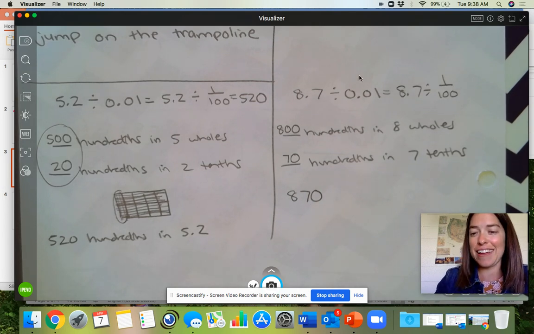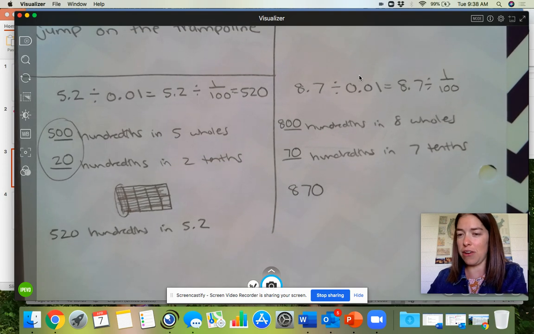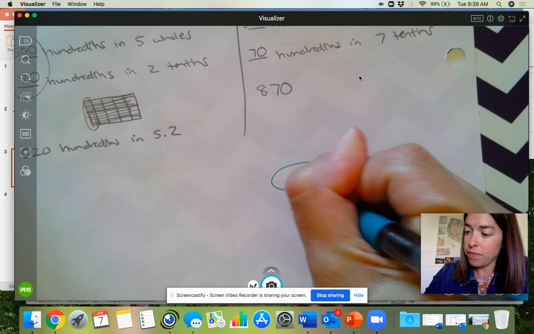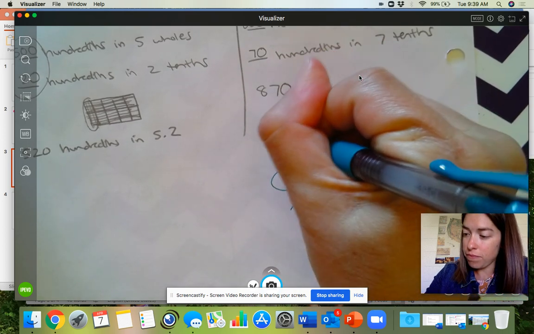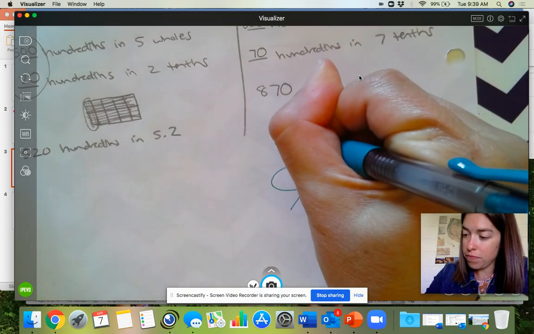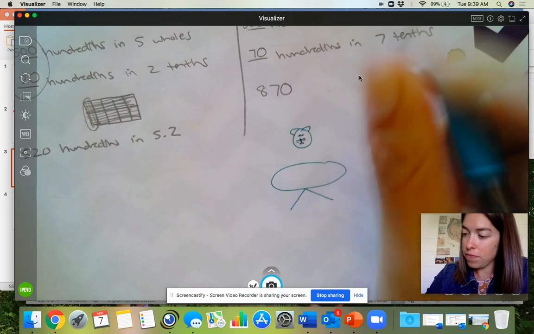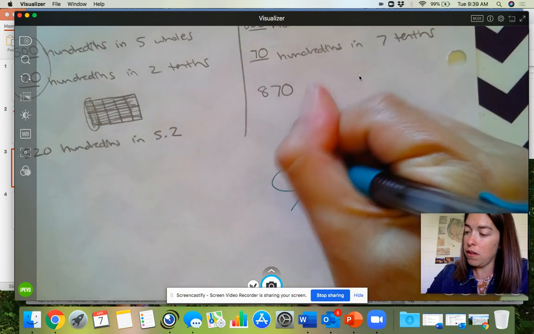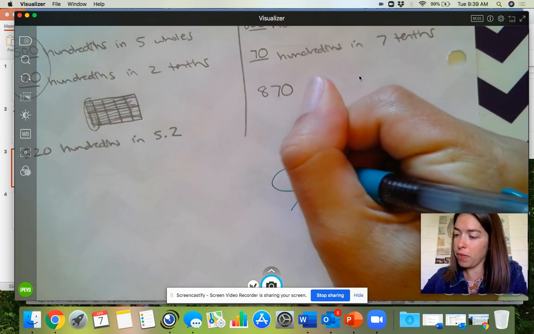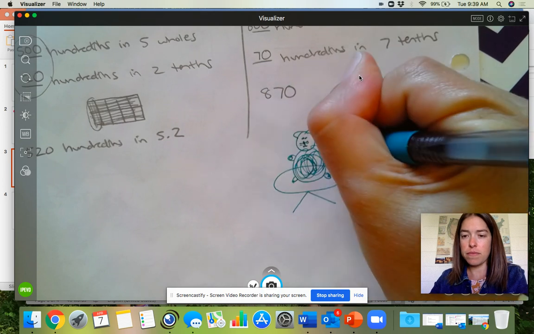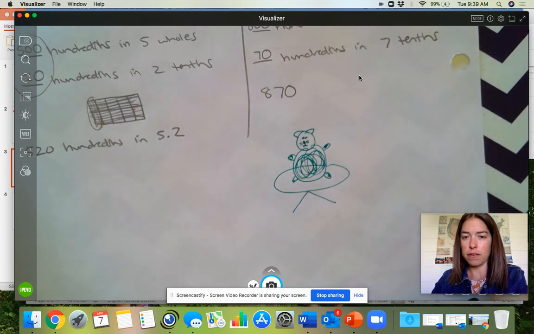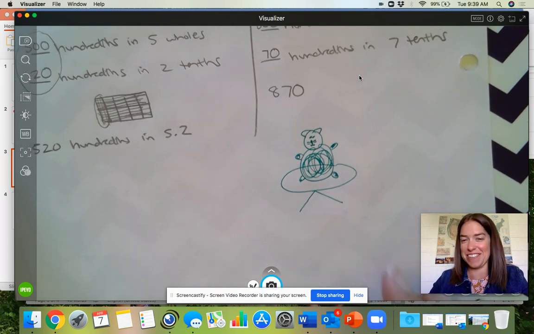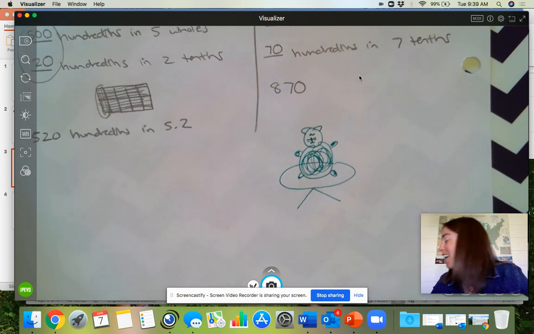And if you got that exactly correct, I want you to draw a really quick picture of Watson jumping on his trampoline. Excuse me. I'm not the best drawer either. That's okay. Draw however you can.